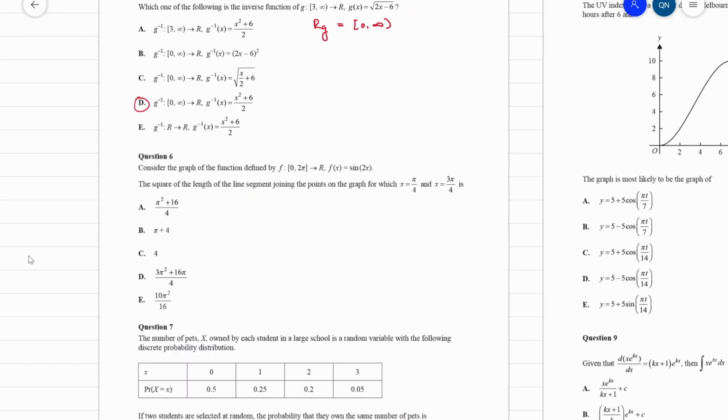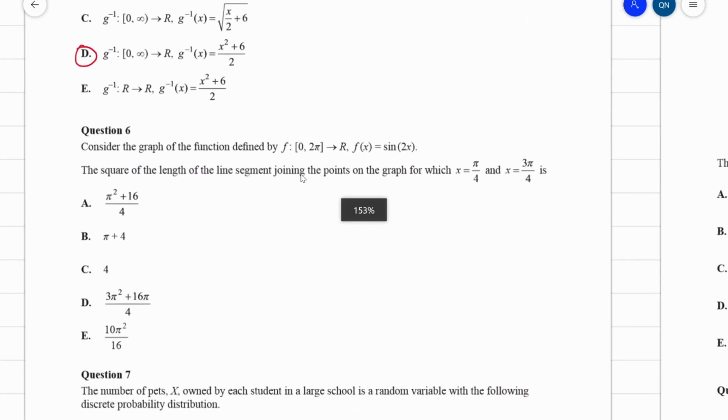Alright, question 6. Consider the graph of the function defined by sine of 2x. The square of the length of the line segment joining the point on the graph for which x equals pi on 4 and x equals 3 pi on 4 is. So first of all, let's try to figure out the points on the graph.